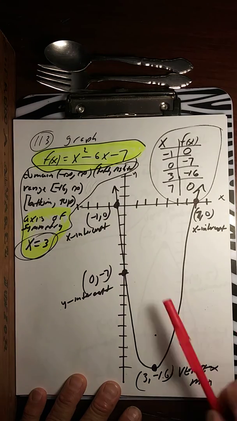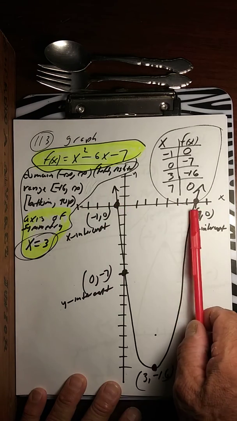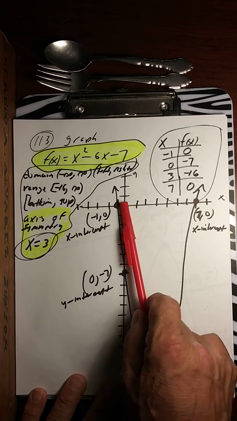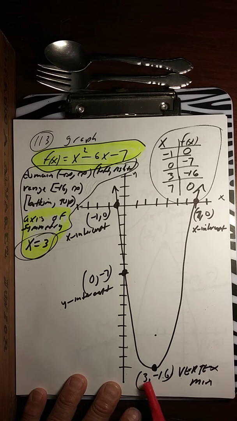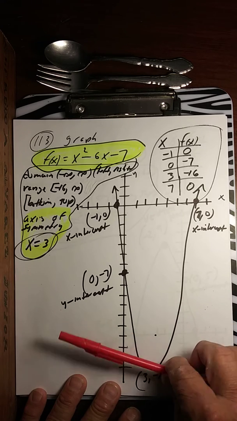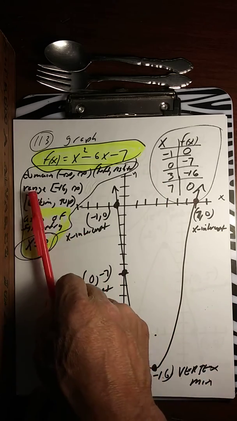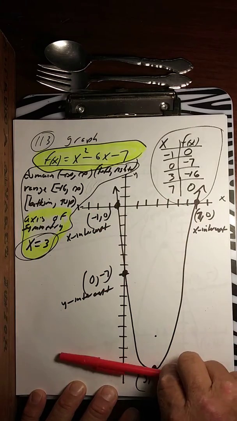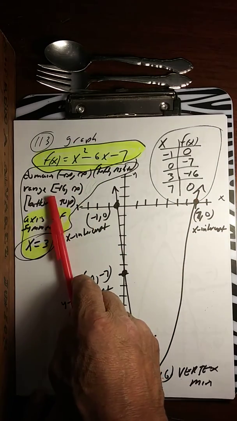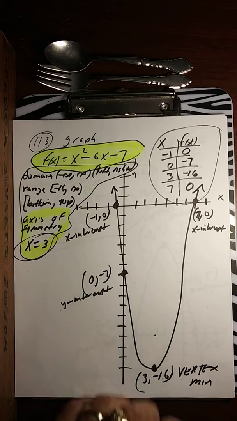So now, this one. Negative 1, 0, x-intercept, 7, 0, x-intercept, 0 and negative 7, y-intercept. Vertex is 3 and negative 16. Vertex, it's a min. So now, axis of symmetry is x equals 3. So domain, negative infinity to infinity. And the range is from where? From negative 16 to infinity. Negative 16 to infinity. Axis of symmetry, x equals 3.